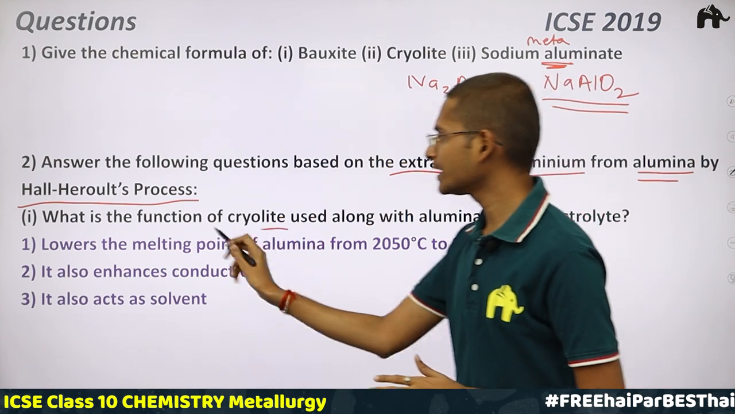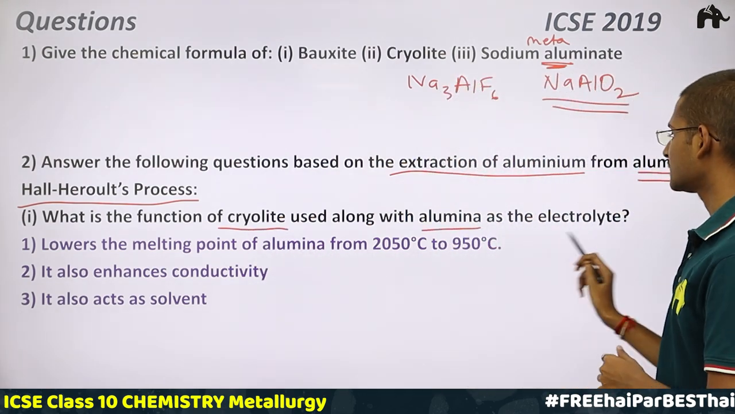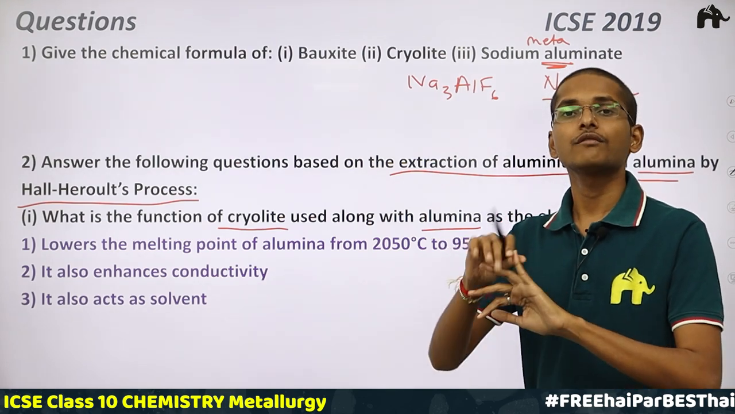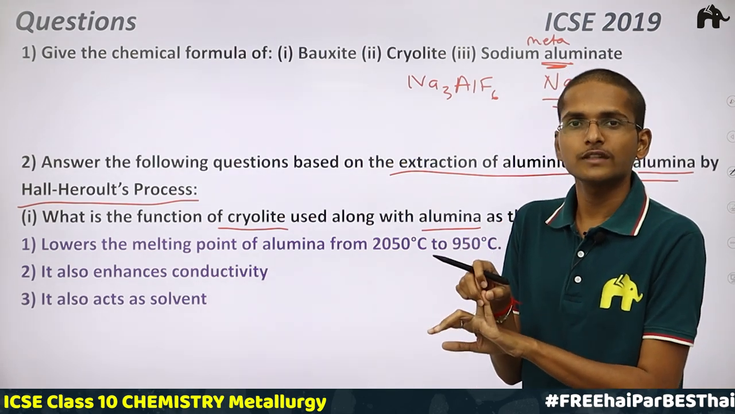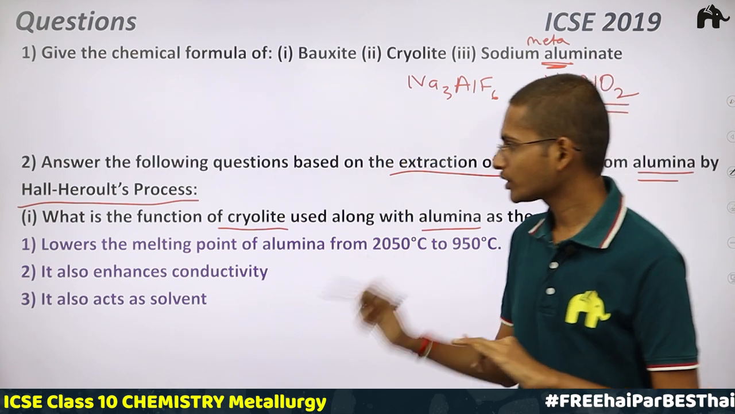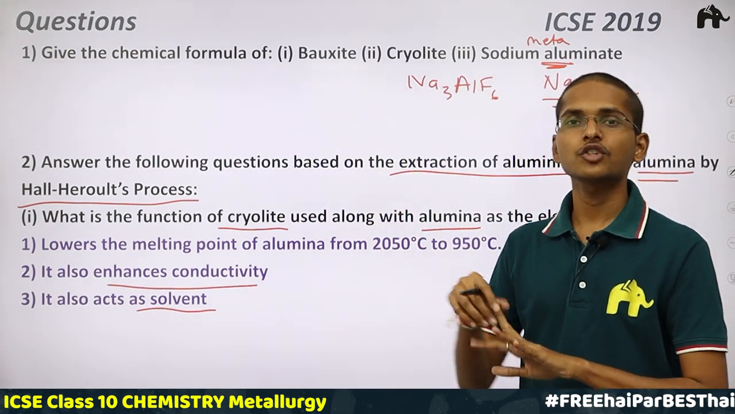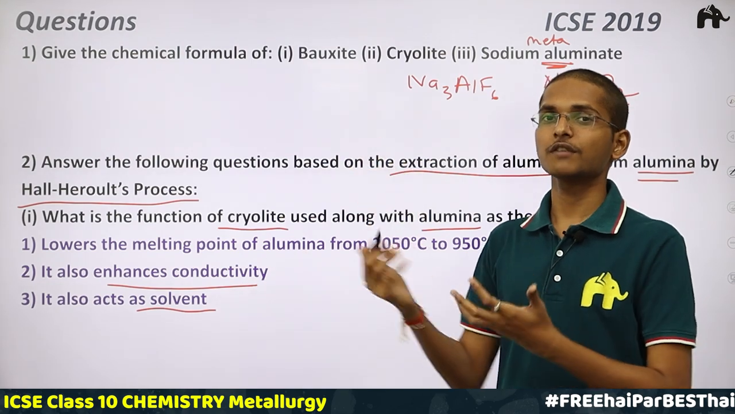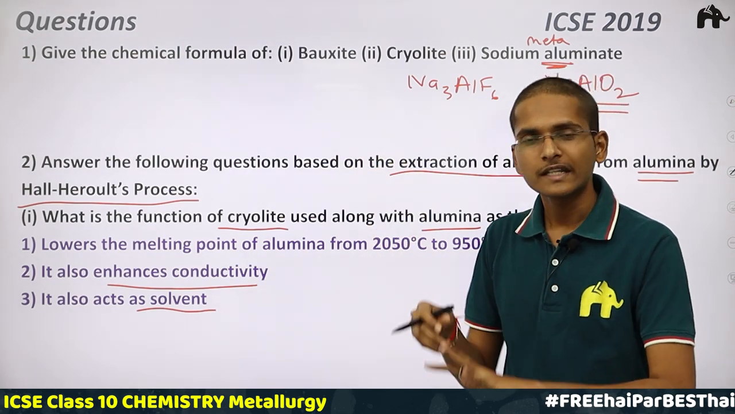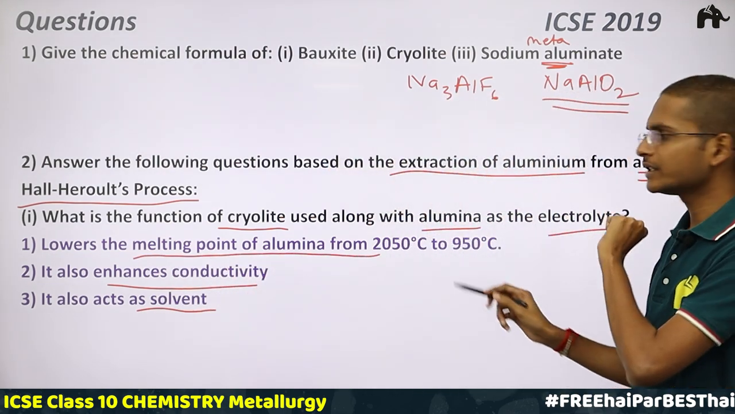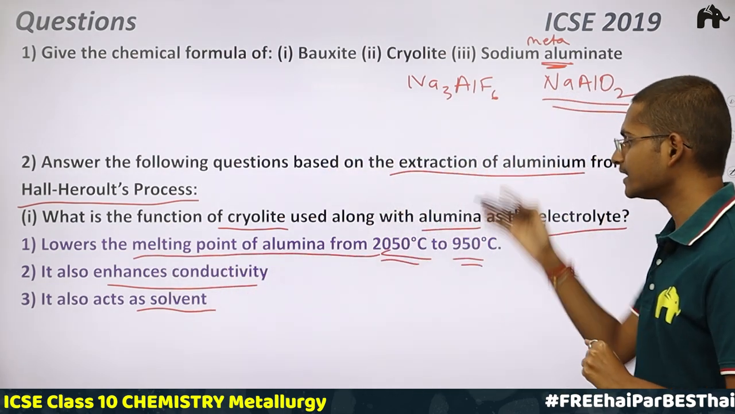What is the function of cryolite used along with alumina as the electrolyte? Now we have already seen the functions of cryolite. First, along with fluorspar, cryolite and fluorspar both act as solvent, and they also enhance the conductivity of alumina. And one more special function of cryolite, which was the discovery made by Hall, very important, is that it reduces the melting point of the alumina from 2050 degrees Celsius to 950 degrees Celsius.